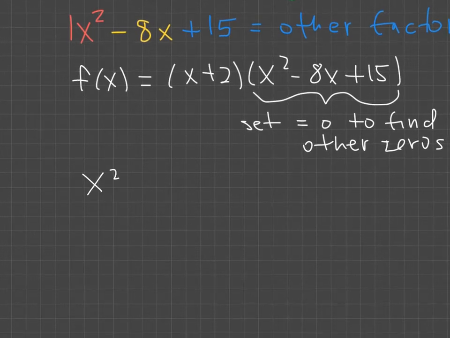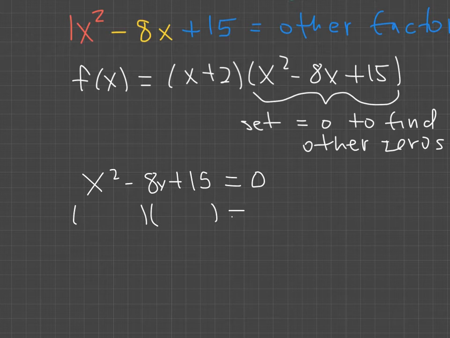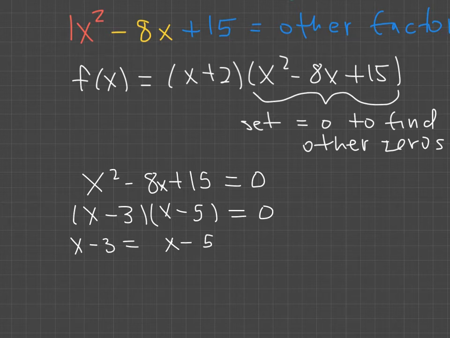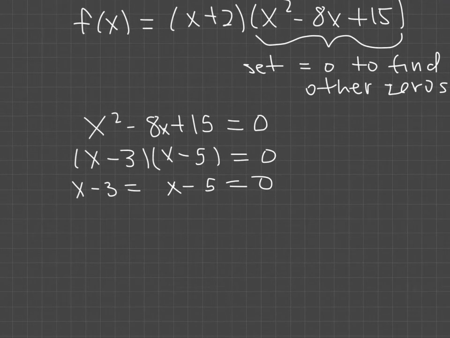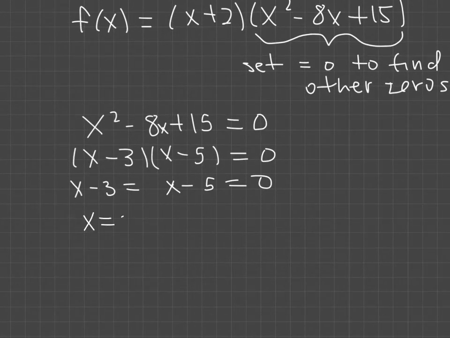So x squared minus 8x plus 15 equals 0. I think this is going to factor for us, so we're going to have an x and an x, and we want the two numbers that multiply to 15 and add to negative 8. So I think that's going to be negative 3 and negative 5. So if we set those equal to 0, we get our other real zeros. We get x equals 3, x equals 5.